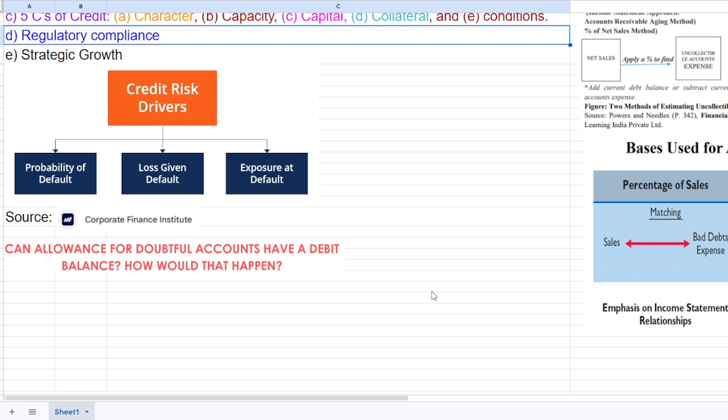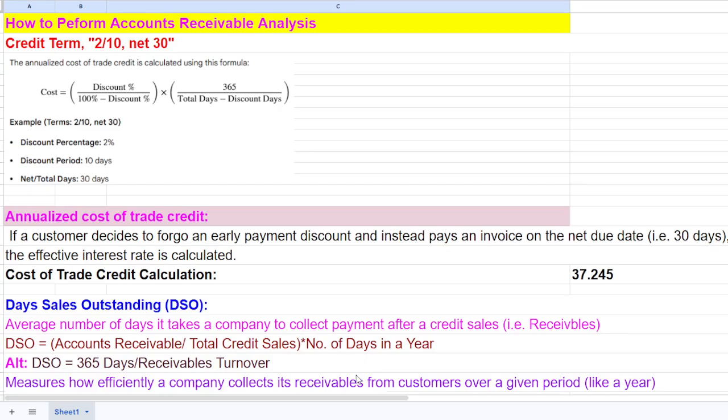Accordingly, we record a journal entry: bad debt expense or uncollectible account expense debit, and credit to allowance for doubtful accounts, or provision for doubtful accounts. This way we can analyze the receivable part, and all this data we can get from the annual report of the concerned company.